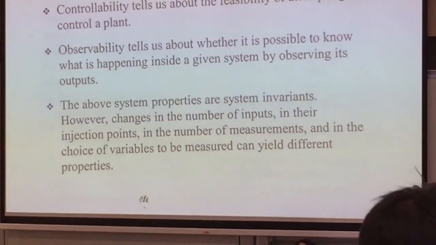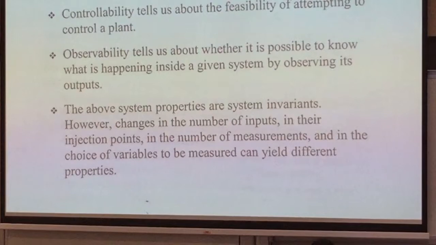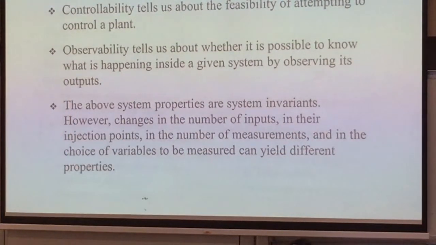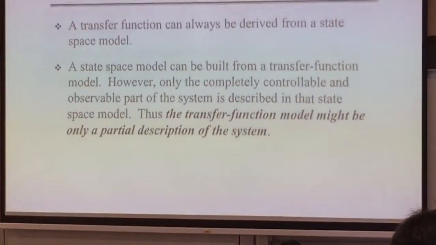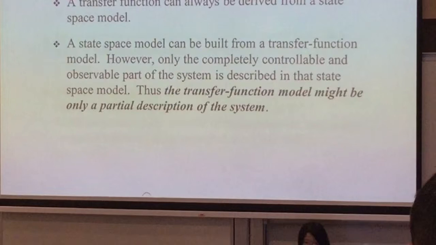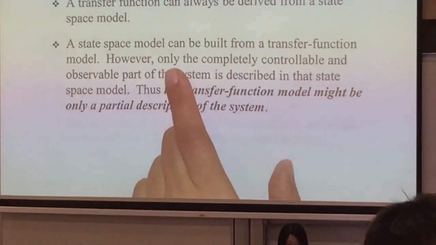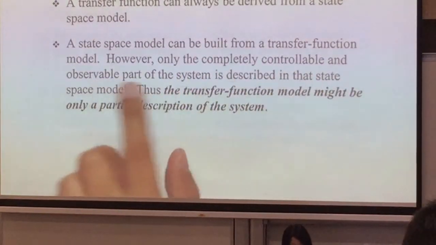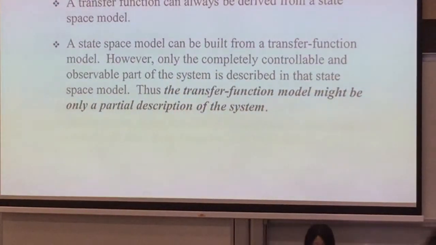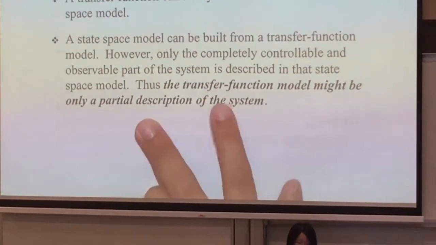In summary, what is controllability is whether you can control the part. What is observability? Can you estimate the states? Alright? And very often you can only describe the completely controllable and observable part of the system. Alright, so in that case, we will only form a partial description.